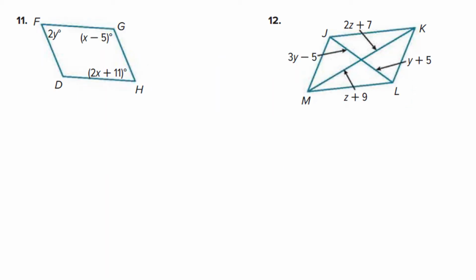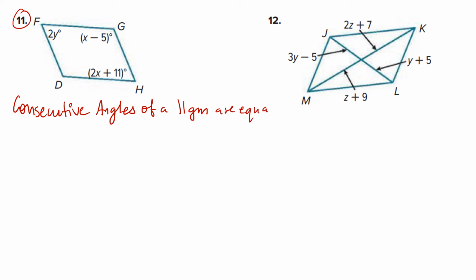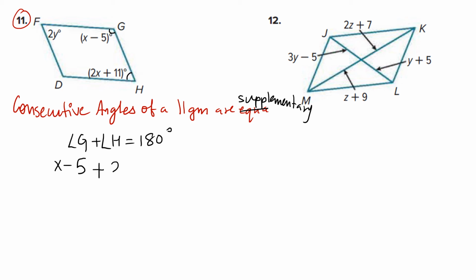Let's solve question 11. For question 11, we are going to use the theorem that consecutive angles of a parallelogram are, sorry, they are supplementary. So if they are supplementary, the sum is going to be 180. So let's do that. Angle H and angle G, they are supplementary. So sum of them is 180 degrees. So I take angle G x minus 5, I take angle H 2x plus 11 and put the sum as 180 degrees. Now collect the like terms.